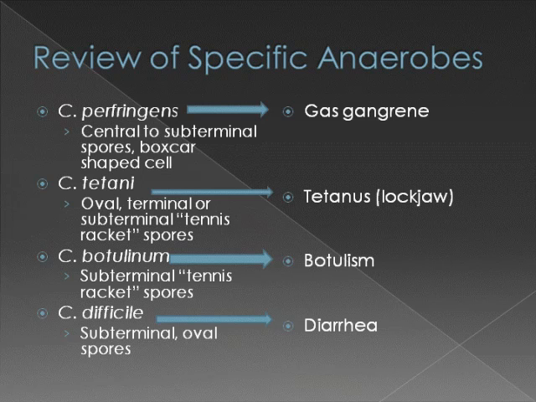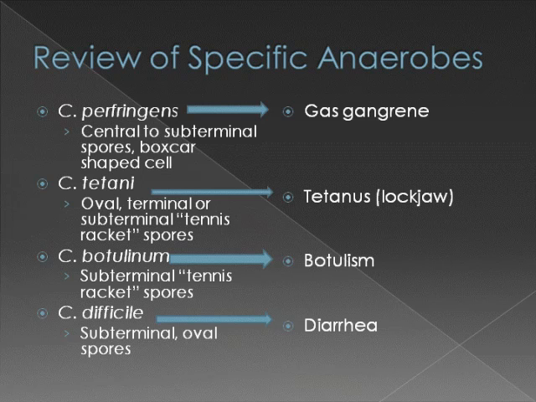Next, we have our Clostridium species. Clostridium perfringens causes gas gangrene. The spores are subterminal or central, and Clostridium perfringens has a boxcar shape under the gram stain. Clostridium tetani causes tetanus or lockjaw.